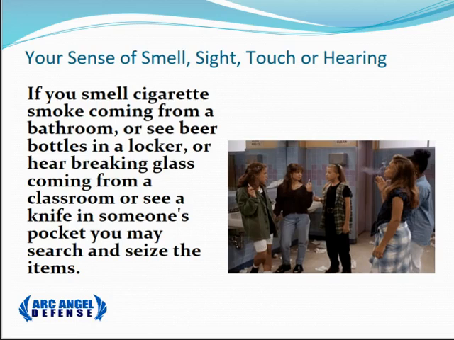If you smell cigarette smoke coming from a bathroom, or see beer bottles in a locker, or hear breaking glass coming from a classroom, or see a knife in someone's pocket, you may search and seize the items.